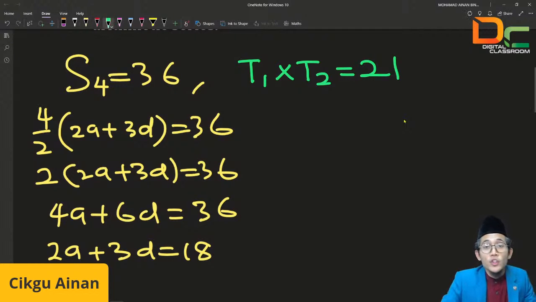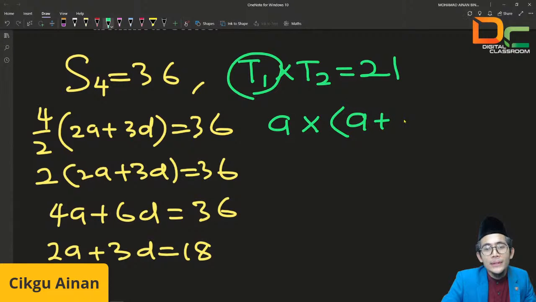Okay, now, let's move on to the green one over here. T1 is A. Multiply T2. T2 is what? T2 is A plus D only.